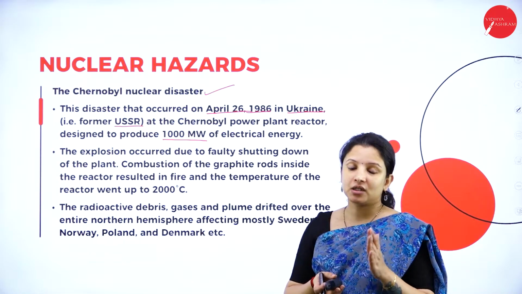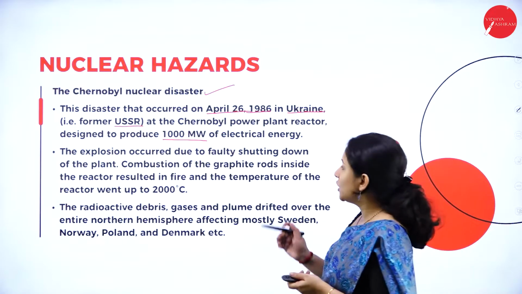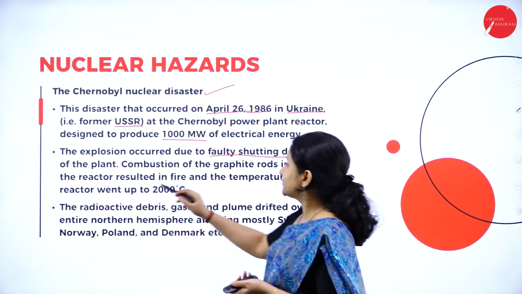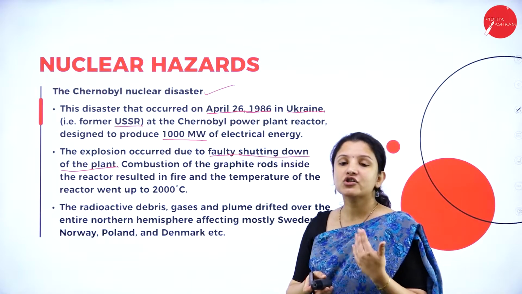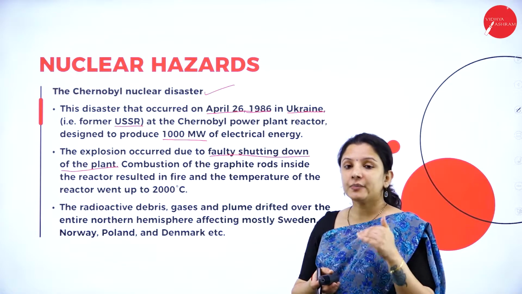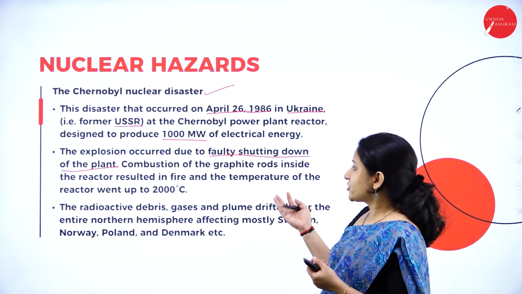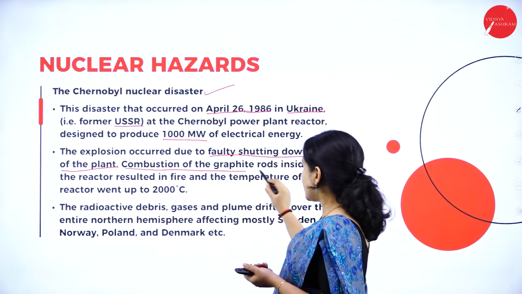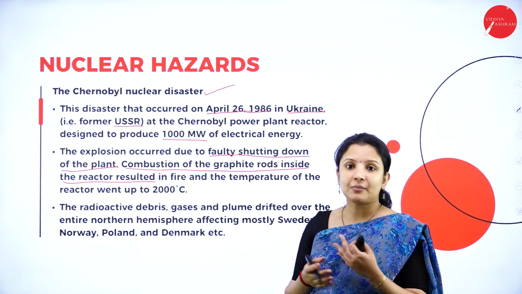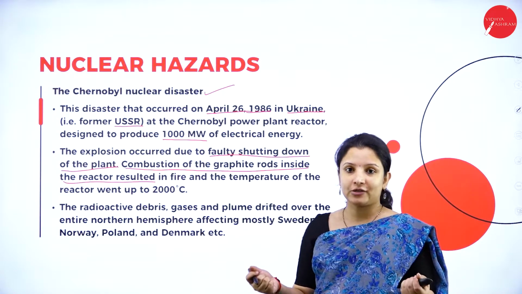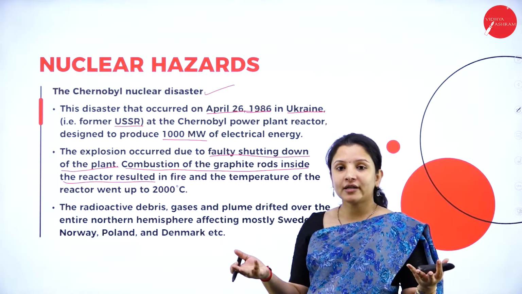an explosion occurred in this particular nuclear power plant. The explosion occurred because of faulty shutting down of the plant. When the workers left the plant after their working hours, they did not shut the power plant properly. Because of this faulty shutting, the combustion of the graphite rods inside the reactor did not stop. Continuously the combustion took place because they did not switch off the equipment. They forgot to.